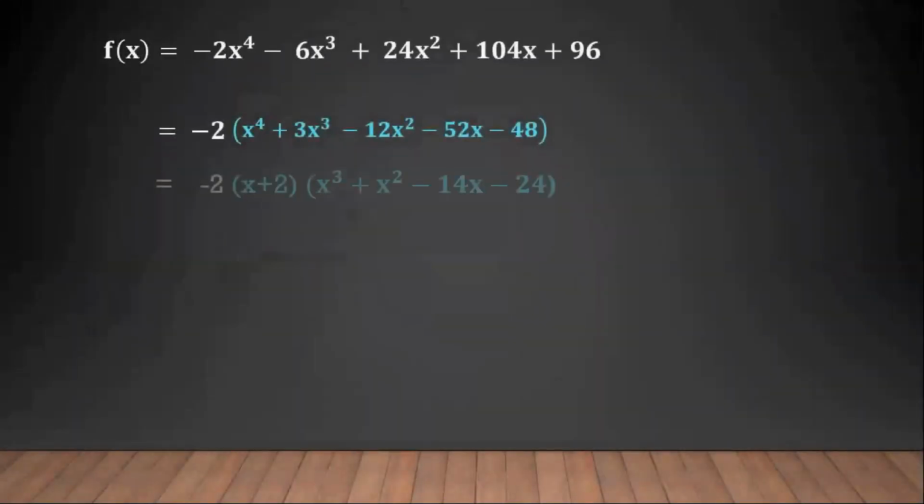This is important. Return to where you were tracking how you were factoring f of x. -2 is a factor we pulled off of there. Now we've managed to turn the blue part, the degree 4 polynomial, into a linear factor times a degree 3 polynomial, which means now we can focus our attention on the degree 3 polynomial.